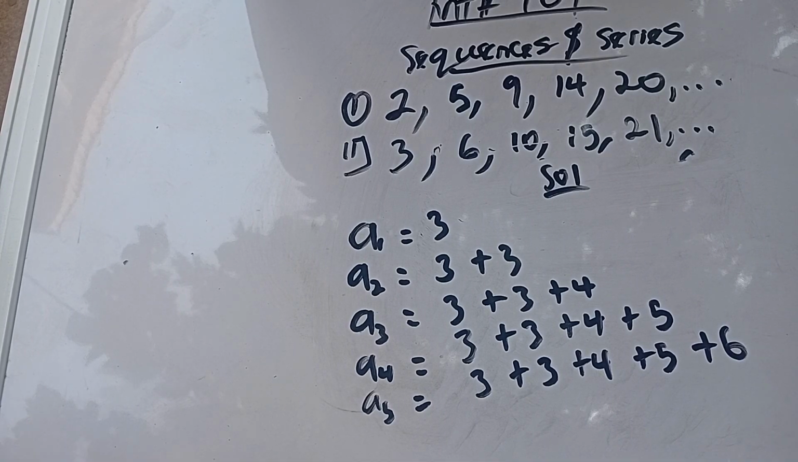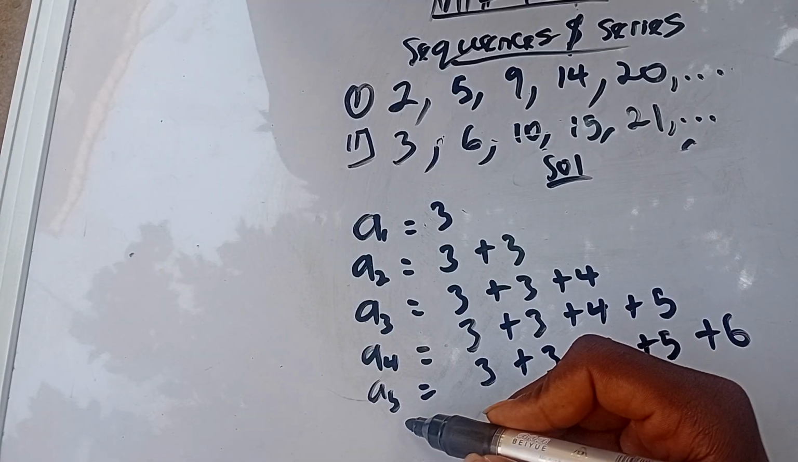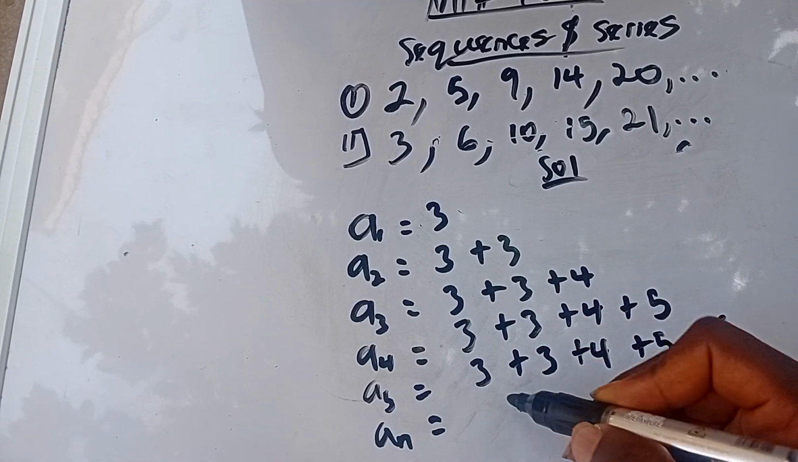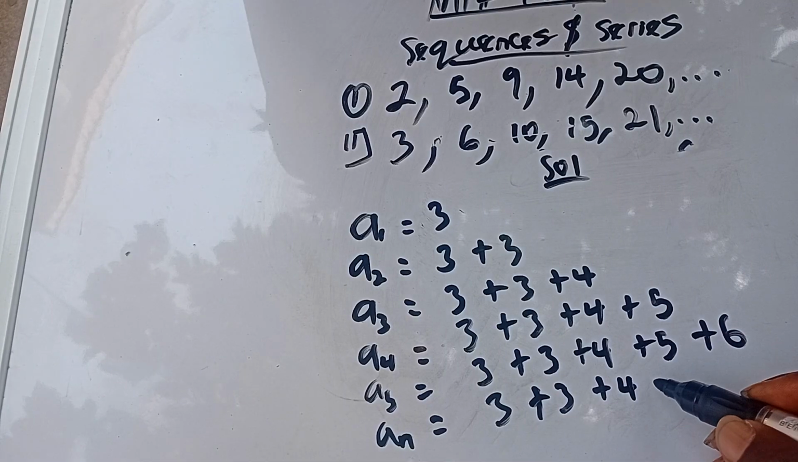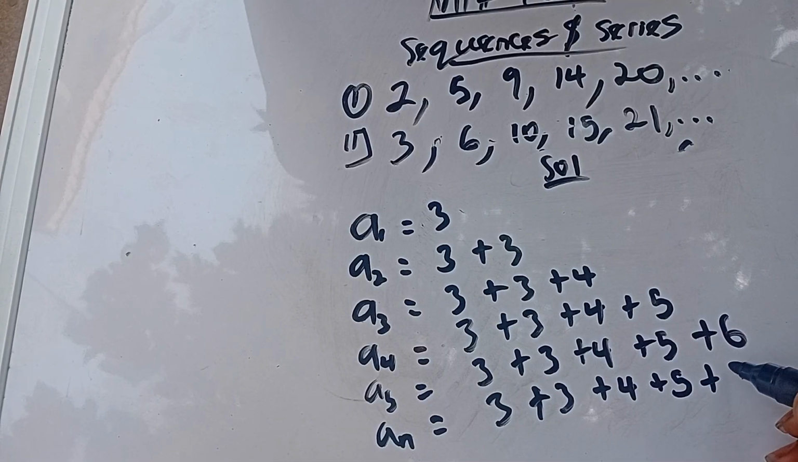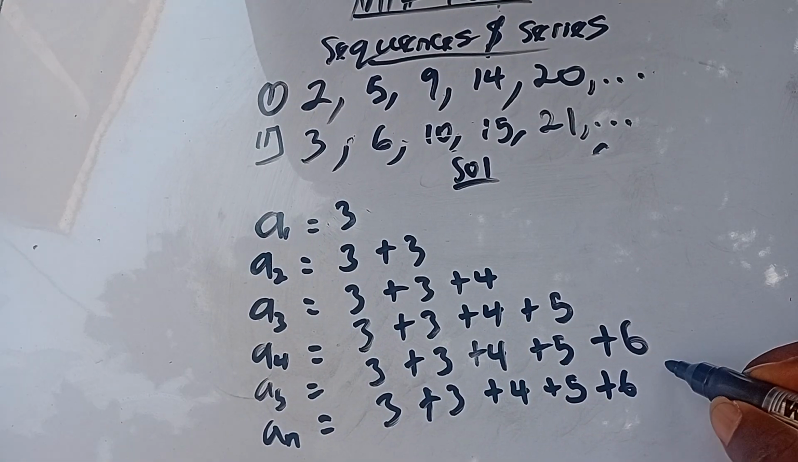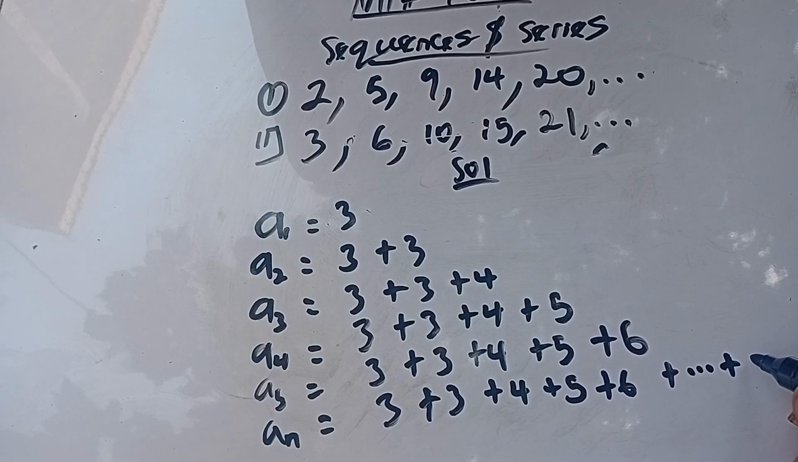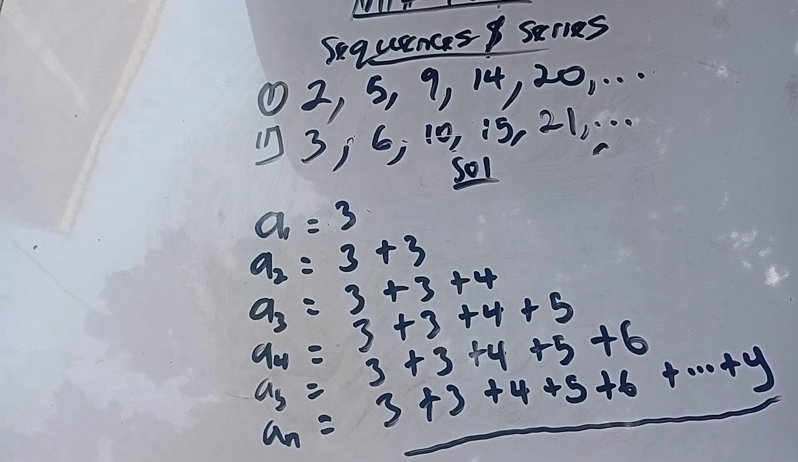Now these are A5. Now we can generate for AN. Are we together? So our AN can be written as 3 plus 3 plus 4 plus 5 plus 6, then plus dot dot dot plus what? You can say plus y or plus x, just the last term. Now we are able to generate a series by breaking down this sequence.